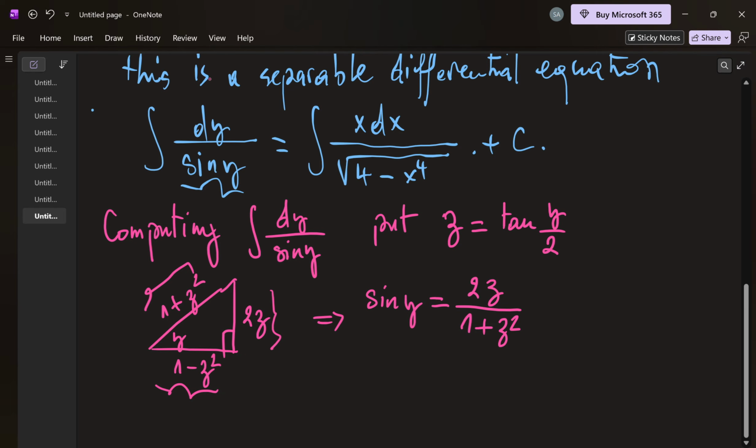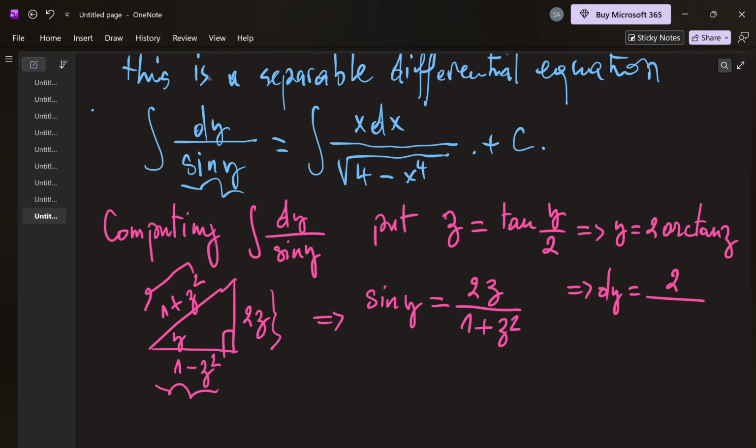Also, since z is equal to tangent y over 2, y here is equal to 2 times arc tangent z. So when you take the derivative, dy will equal 2 over 1 plus z squared, since the derivative of arc tangent z is 1 over 1 plus z squared, all of this times dz.